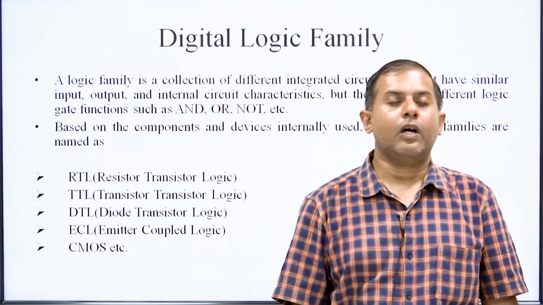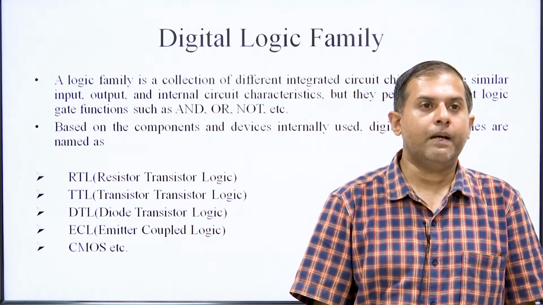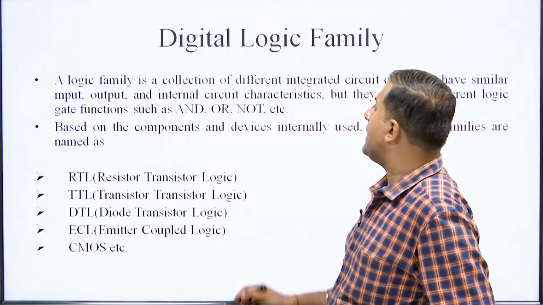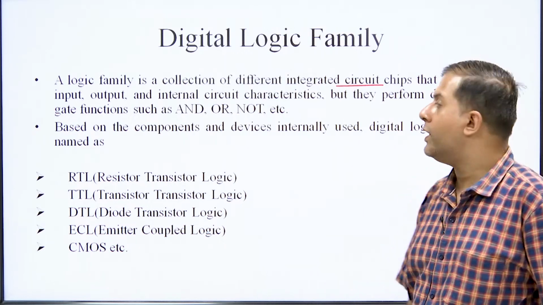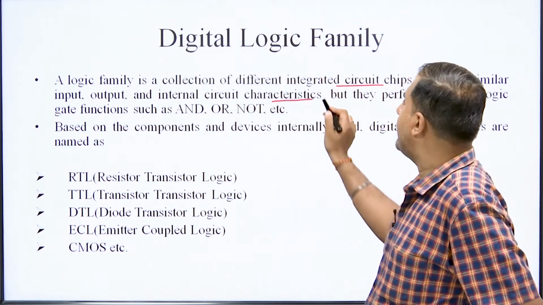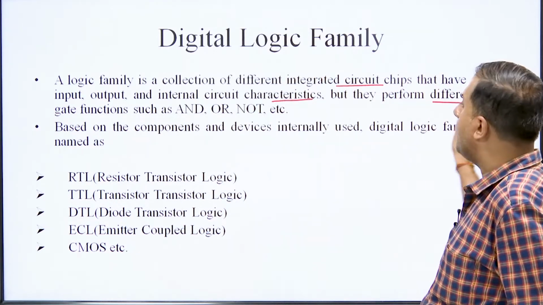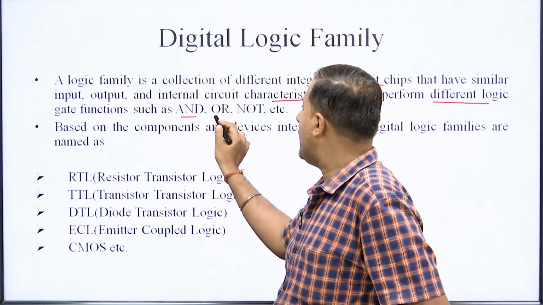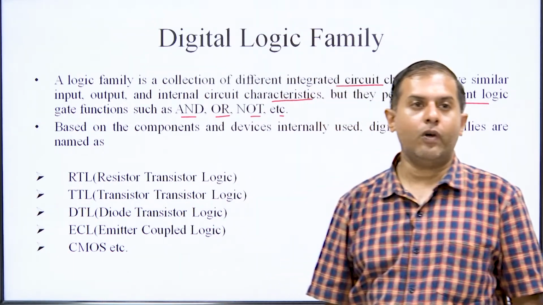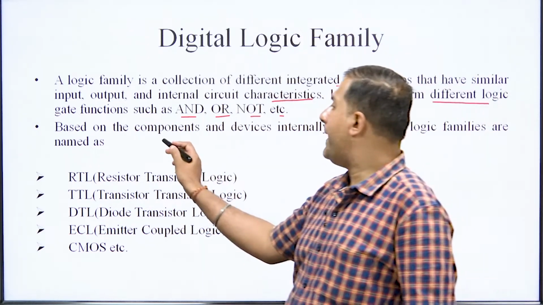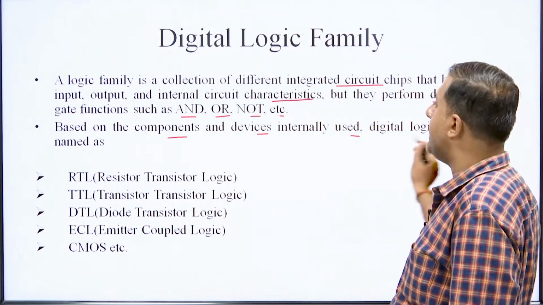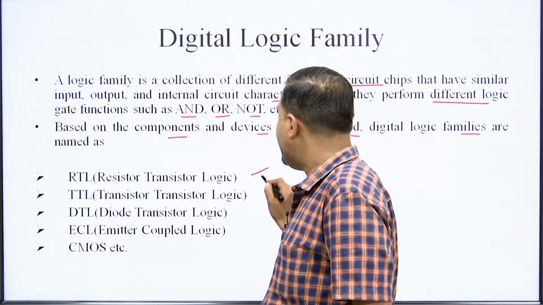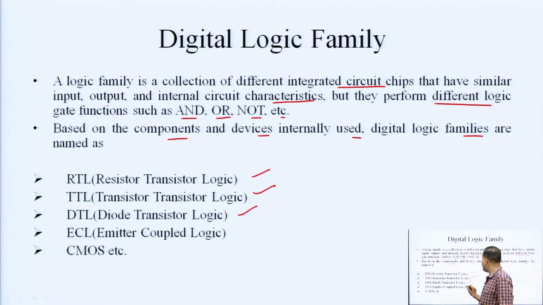We will discuss the various types of digital logic family. A logic family is a collection of different integrated circuit chips that have similar input, output and internal circuit characteristics, but they perform different logic gate functions such as AND, OR, NOT, etcetera. Based on the components and devices that they use internally, digital logic families are named RTL, TTL, DTL, ECL and CMOS. What are the full forms?